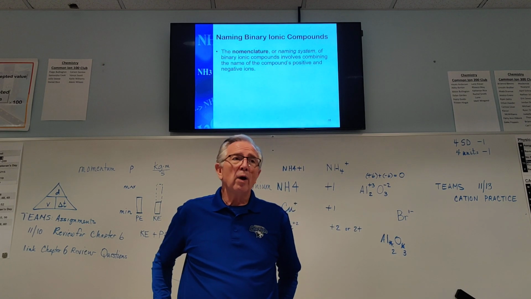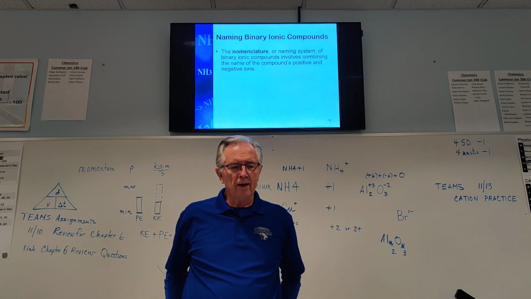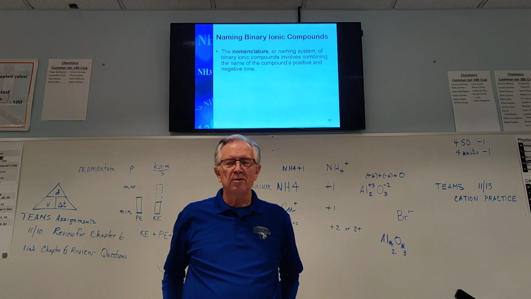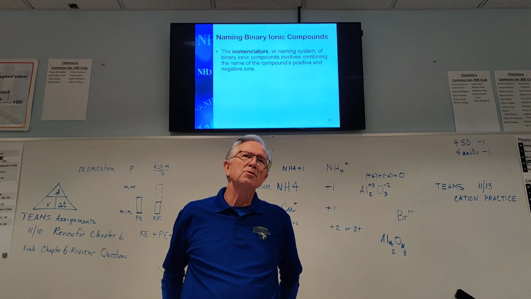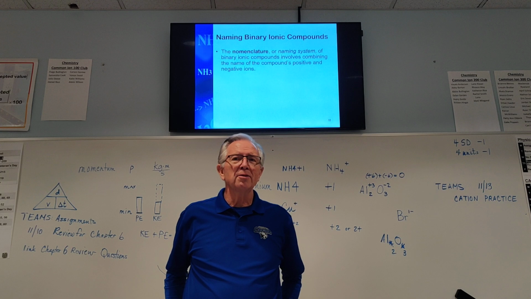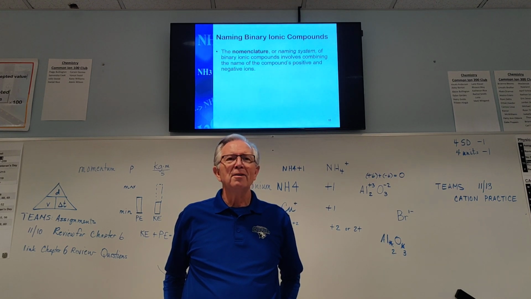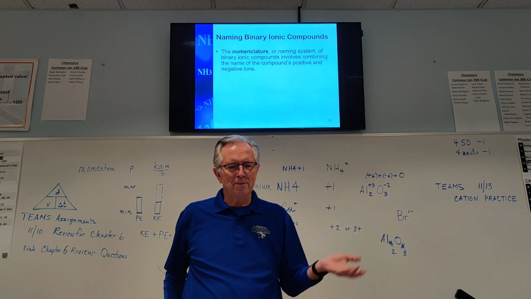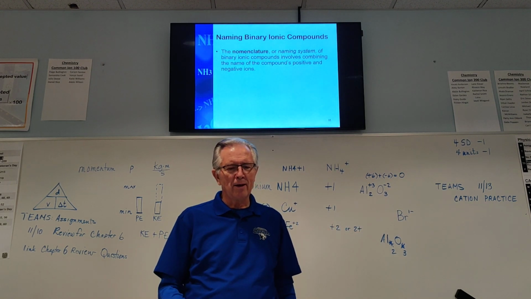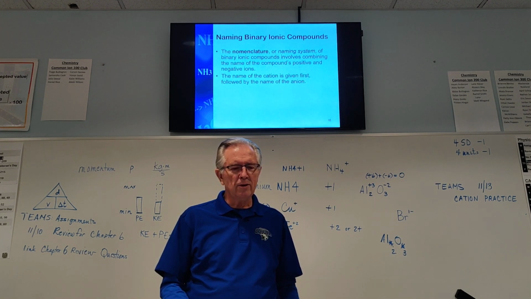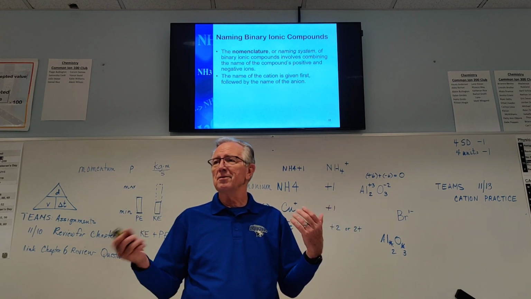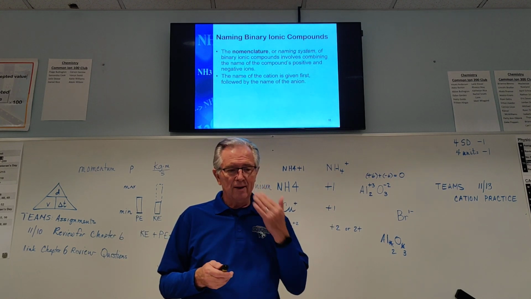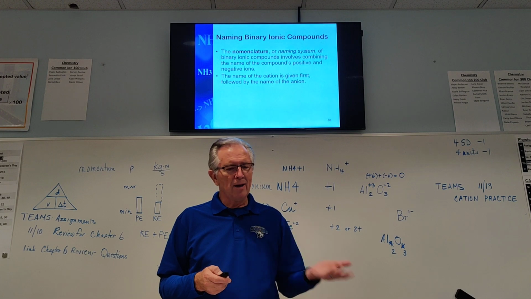Okay, now we have a way of naming our binary ionic compounds, the naming system. If you remember last year in biology, we talked about Carolus Linnaeus. He's the guy that came up with the scientific name for living things, called binomial nomenclature. Nomenclature means naming system. So we have a naming system for binary ionic compounds as well. What we do is combine the names of the ions into the name of the compound. We name the cation first, we name the anion second.